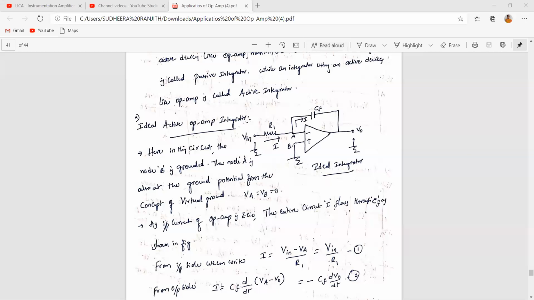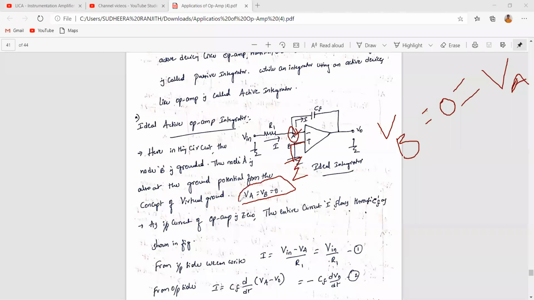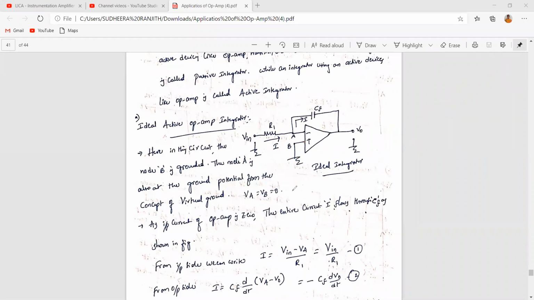If you observe, the non-inverting input terminal is grounded, nothing but VB equal to 0. Then tell me, what is the voltage at this point? This one is 0, right? This is what I have written here: VA equal to VB equal to 0. So is it clear?